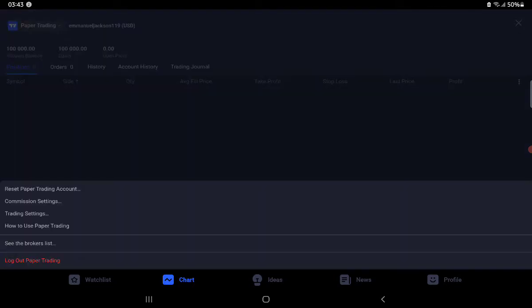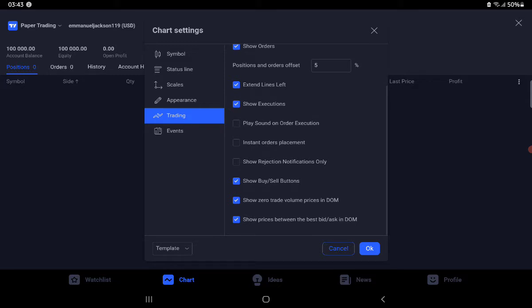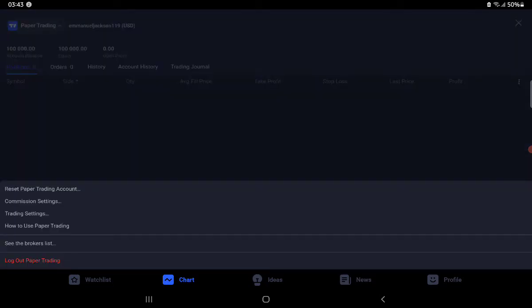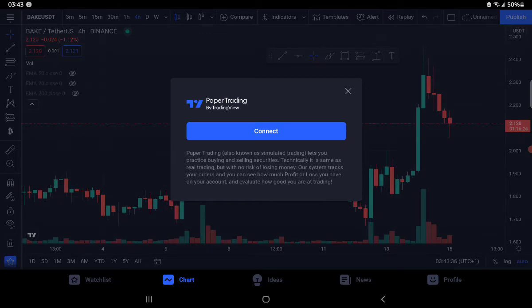Under that, you can still see trading settings. Trading settings shows you the settings you should set. We have set it. You can use the default, apply default template, which I'm using. You can also log out. If I want to log out of my paper trading, I can do that, and I'm logged out. So you can still come back and connect it.